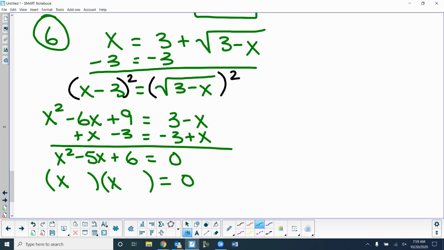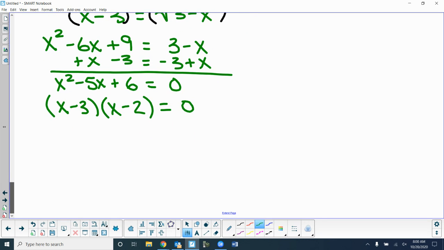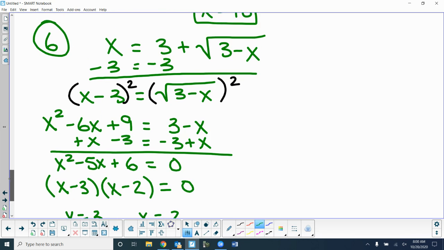And to get a positive 6 multiplied and added to get negative 5, it's a negative 3 times negative 2 is a positive 6. And a negative 3 plus a negative 2 is the negative 5. So I got 2 answers here. I get x equals 3 and x equals 2. Usually when we get 2 answers of these, one of them doesn't work. So we got to check them. All right? So 3 and 2 here.